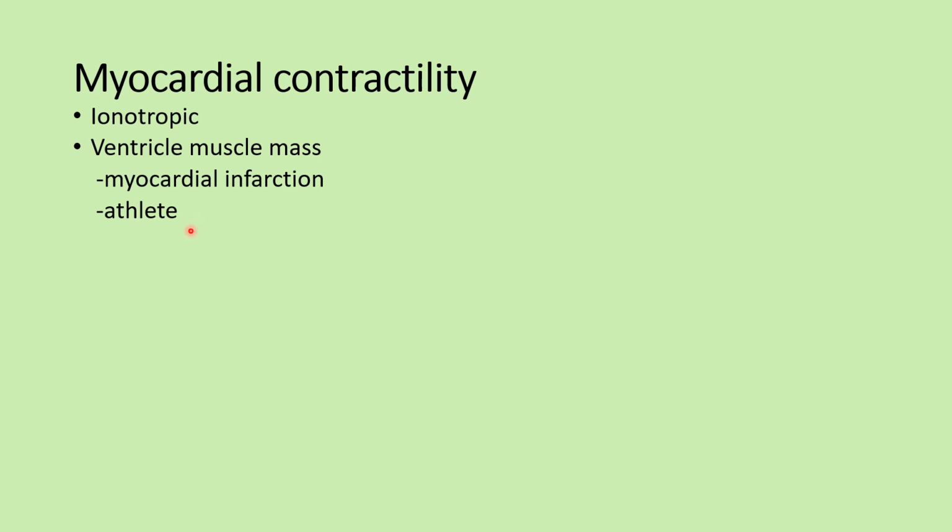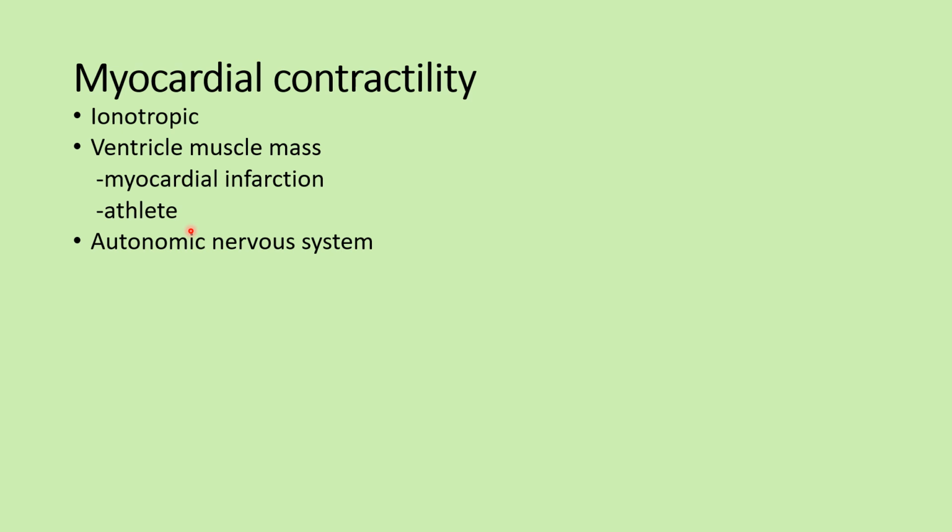In athletes, regular athletes, they have more ventricular muscle mass, and physiological hypertrophy occurs. So the more ventricular muscle mass in the athlete increases the myocardial contractility. The autonomic nervous system: the ventricular mass is innervated by the sympathetic nervous system.